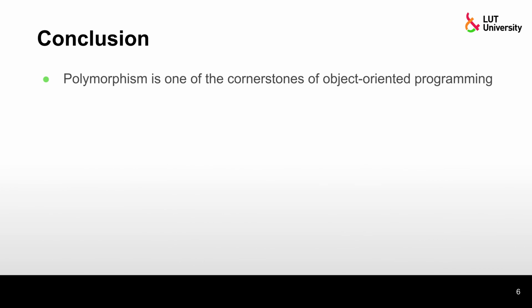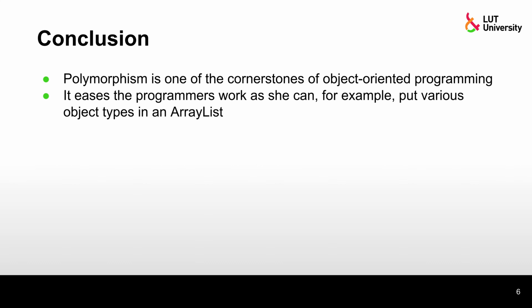And so as a conclusion, polymorphism is one of the cornerstones in object-oriented programming. Besides inheritance and encapsulation, polymorphism is the third thing that is very important in object-oriented programming. And it eases the programmer's work, as she can, for example, put various object types to an array list. When we have inherited a type and we have a superclass, we can use the superclass as a definition and then actually use subclass objects.